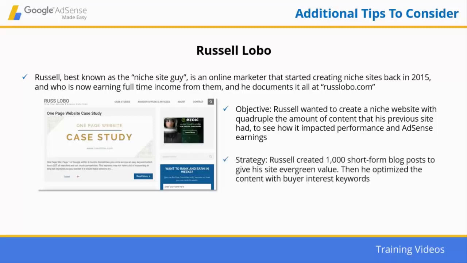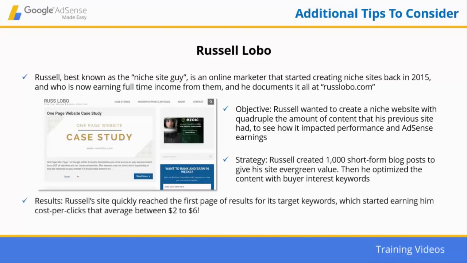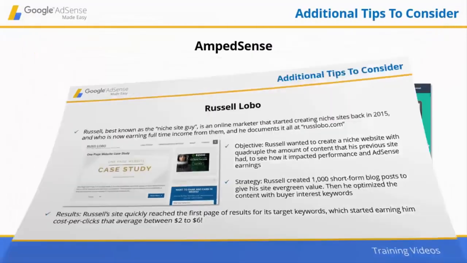Strategy: Russell created 1,000 short-form blog posts to give his site evergreen value. Then he optimized the content with buyer interest keywords. Results? Russell's site quickly reached the first page of results for its target keywords, which started earning him cost per clicks that averaged between $2 to $6.